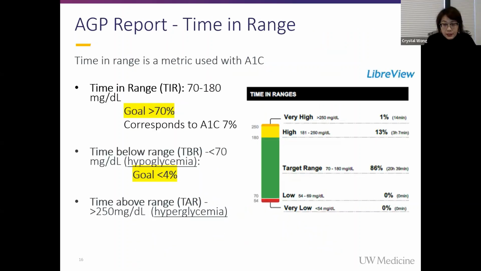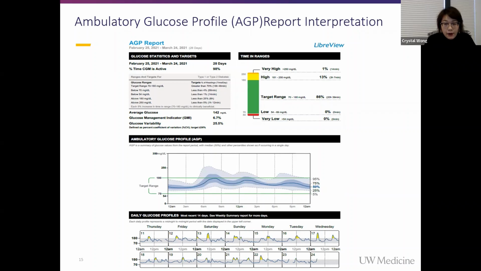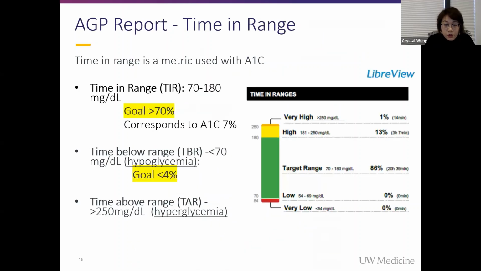So first we're going to start in this upper right hand. You see this little bar with the colors. So we're going to talk about time in ranges. So time in range is very self-explanatory. It's basically the amount of time that data was collected where your patient was in range for blood sugar, meaning not too high or not too low.